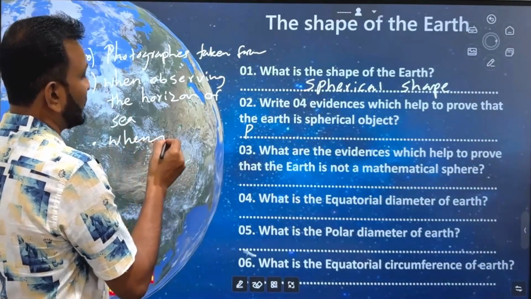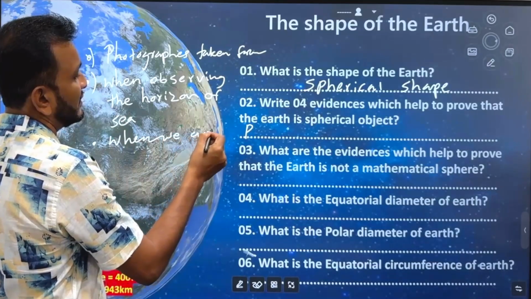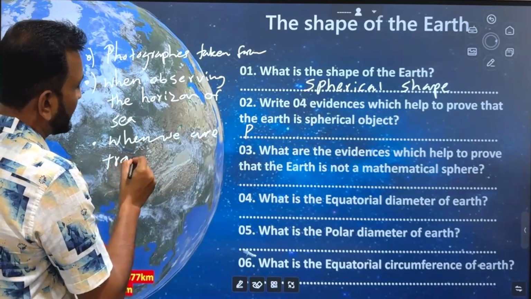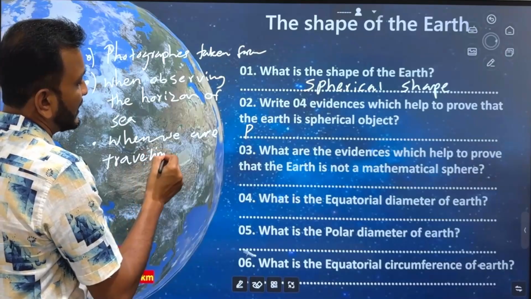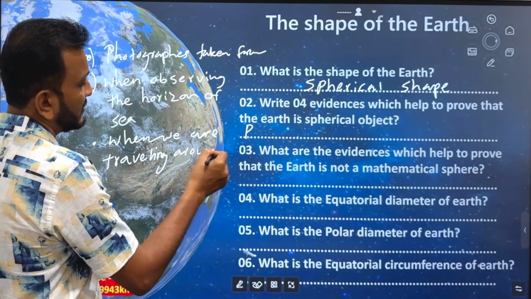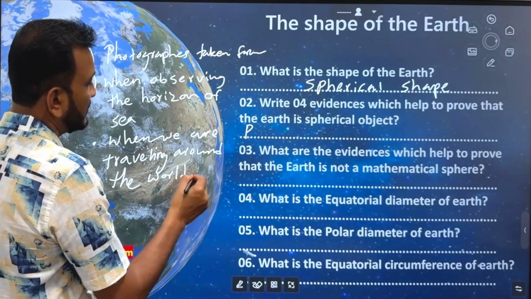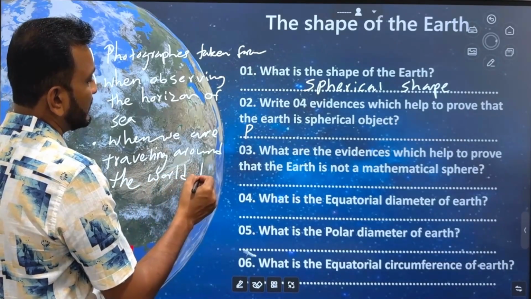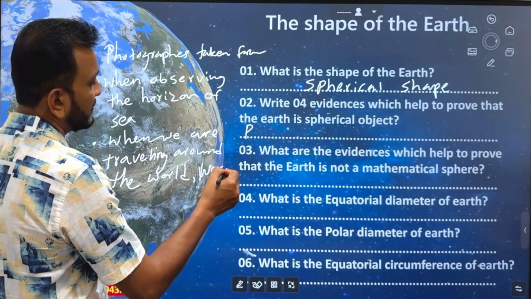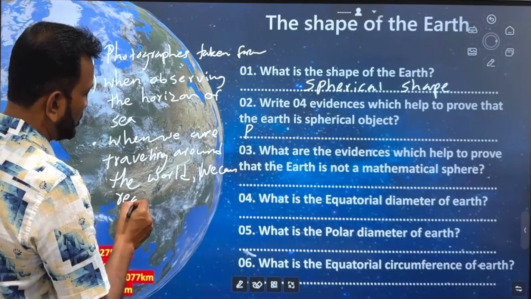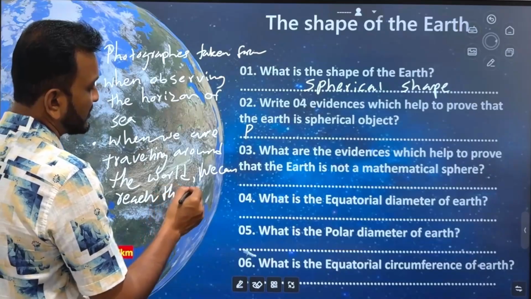When we are traveling around the world, we can reach the starting place.